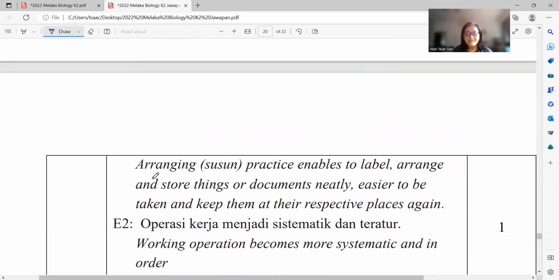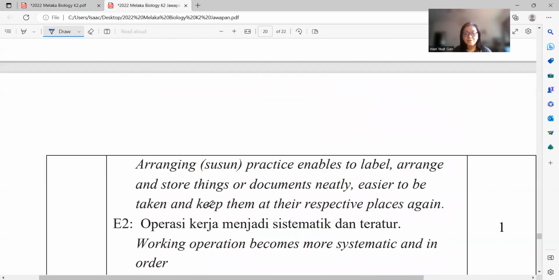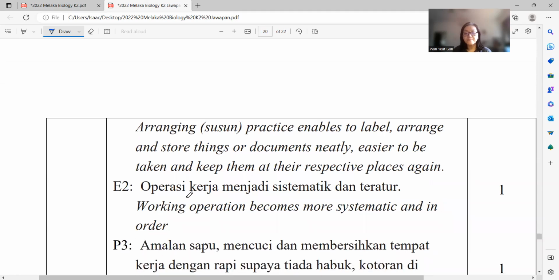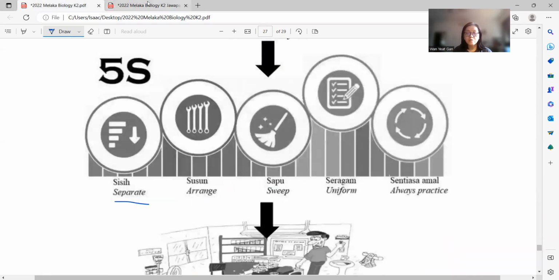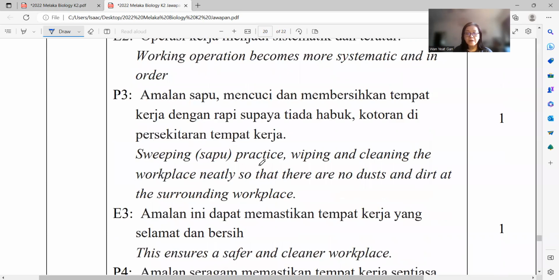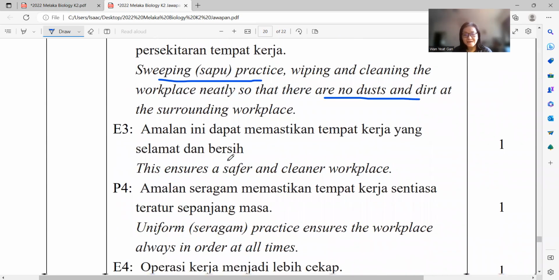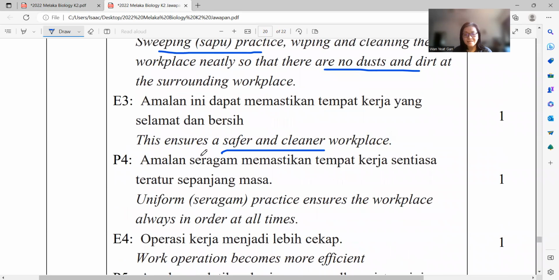The second S is arrange. Arrange means you store your things, label, and arrange things properly so that it's neater and easier to retrieve whatever you want. The third S is sweep. The practice of sweeping, wiping, and cleaning ensures there is no dust and dirt in the surrounding places. So this will ensure a cleaner and safer workplace.